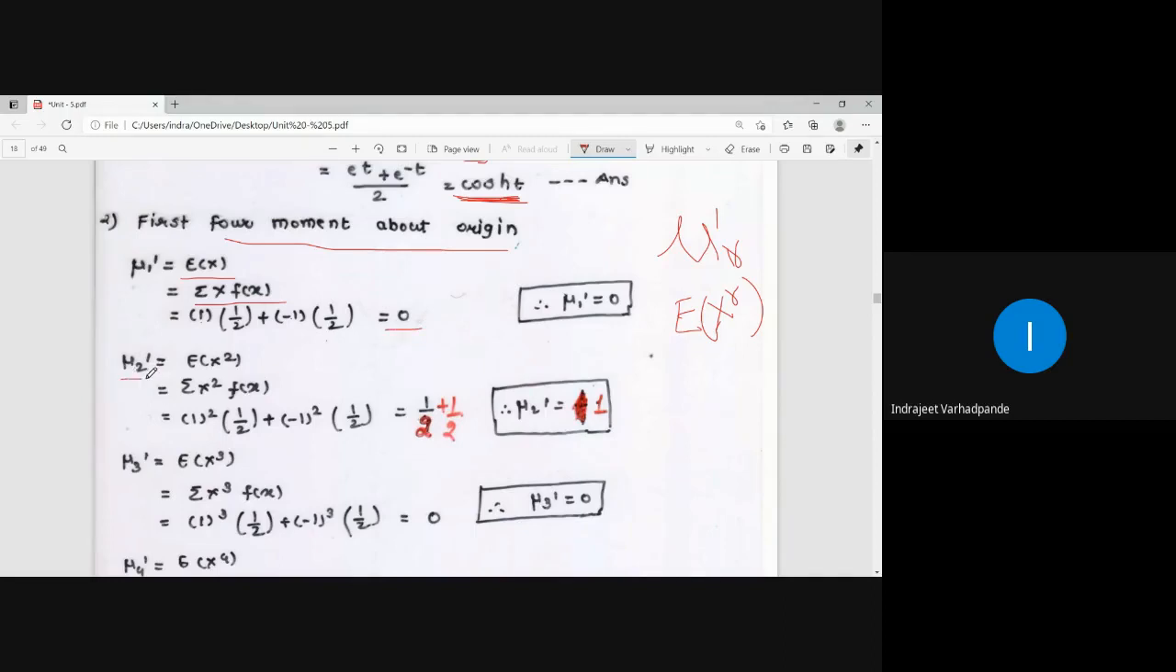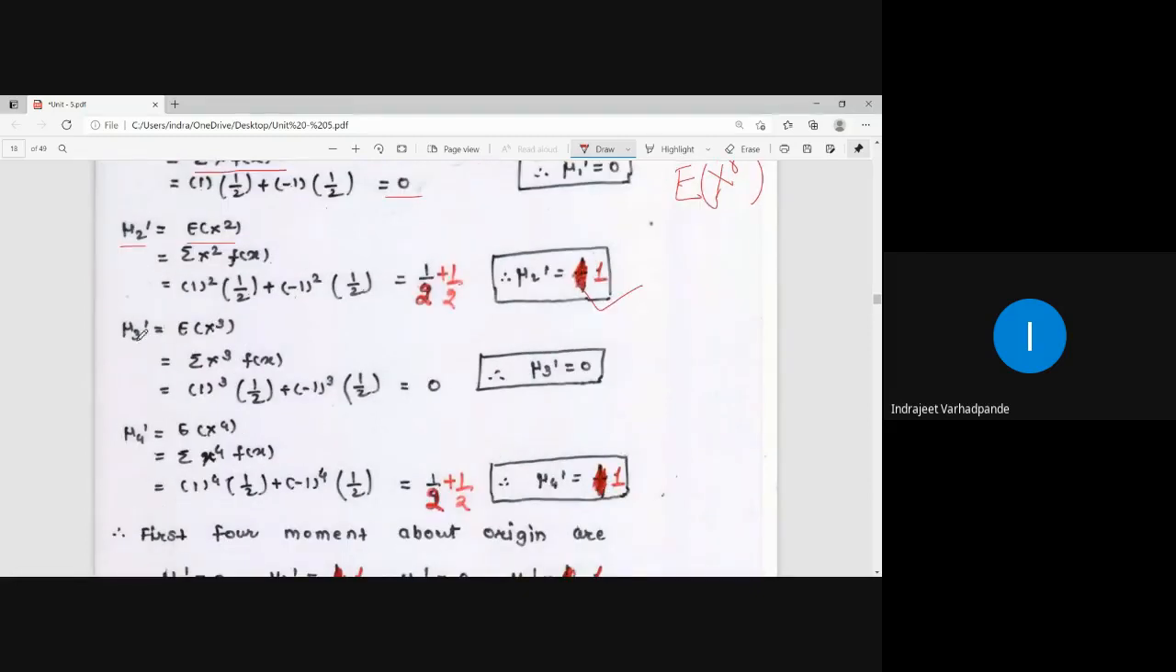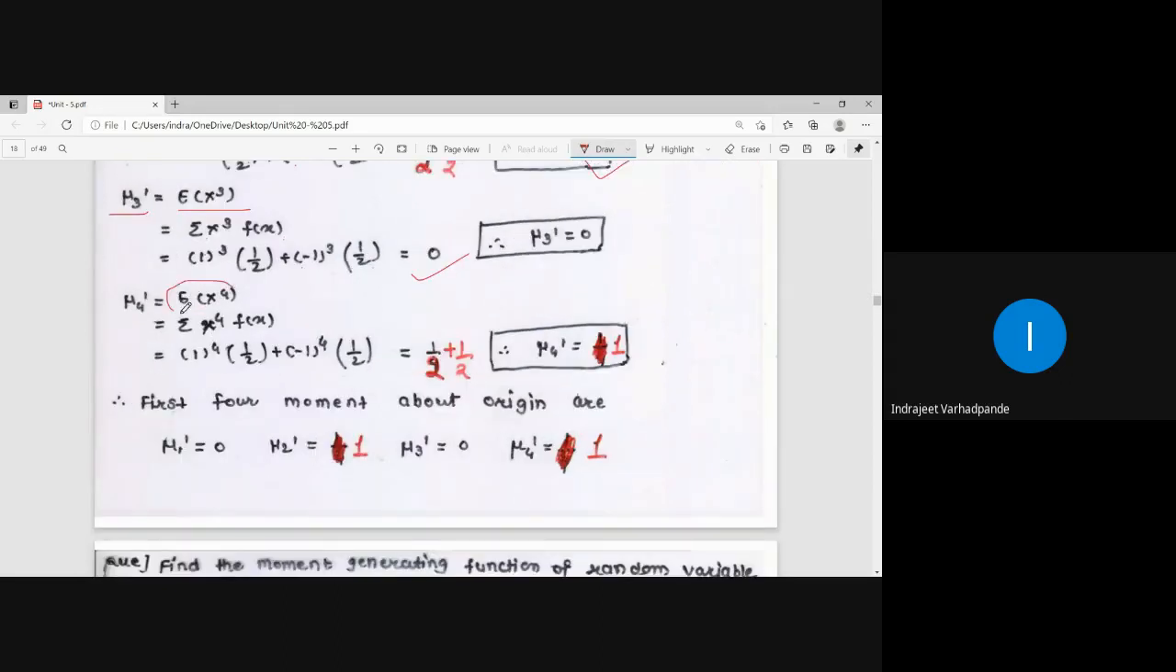Secondly, mu2 dash is expectation of x square into f of x: 1 square into 1 by 2 plus -1 square into 1 by 2. 1 by 2 plus 1 by 2, the answer is coming out as 1. Mu3 dash means expectation of x cube into f of x: 1 into 1 by 2 minus 1 cube into 1 by 2. Again, the answer comes out to be 0. Expectation of x to the power 4 is mu4 dash. Origin, so 1 to the power 4 into 1 by 2 plus -1 to the power 4 into 1 by 2. Again, the answer is 1.